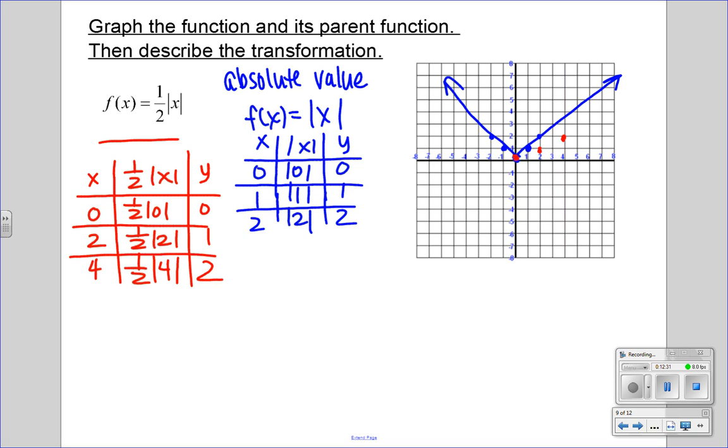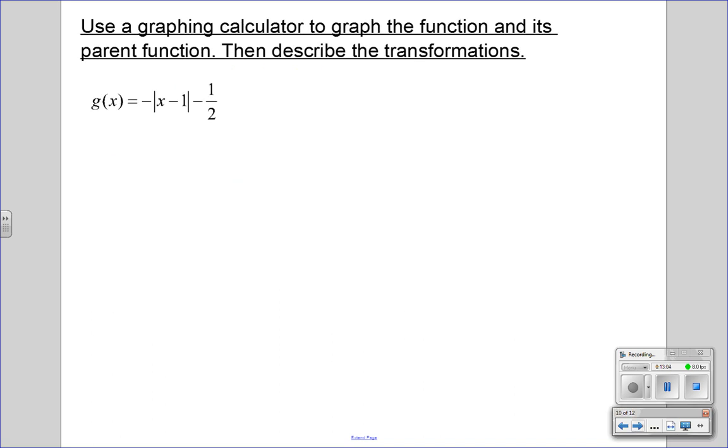And let's reflect those over. Now, if we look at this, we didn't shift it at all. Okay, we didn't move it up, down, left, or right, but we kind of squished it down, and that is a shrink. So this is a vertical shrink. And we can see that by this 1/2 in front of the absolute value, because our a value was in between 0 and 1. So now we're going to put all of these things together.